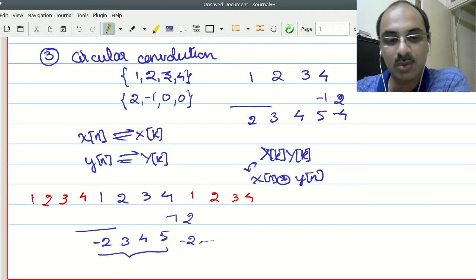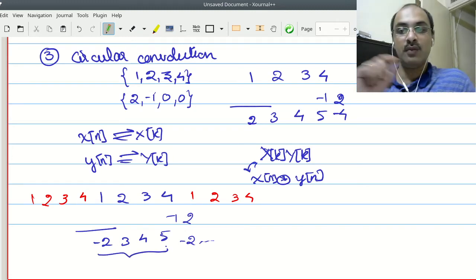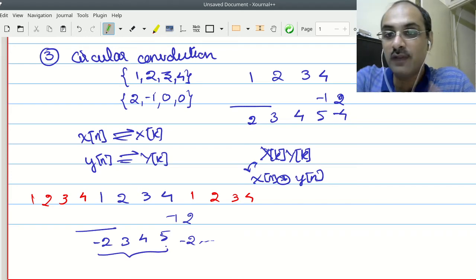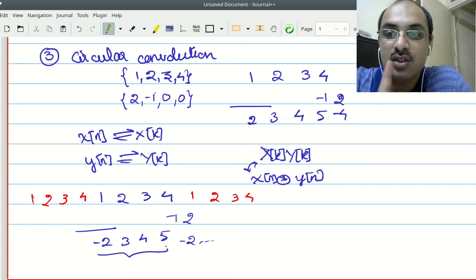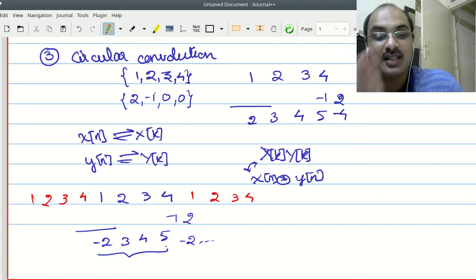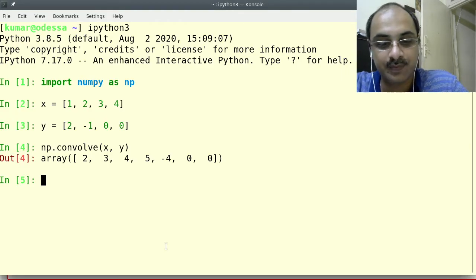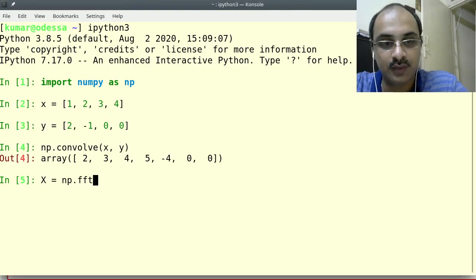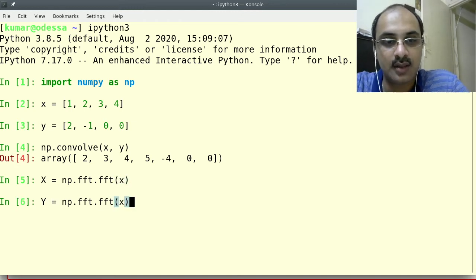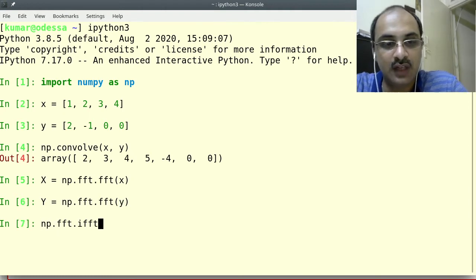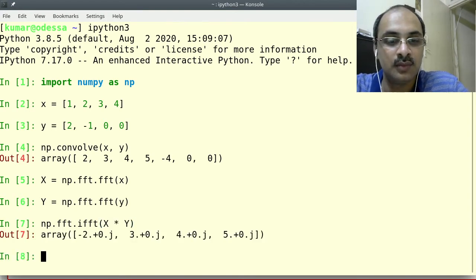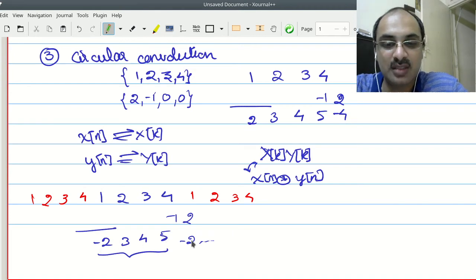So essentially this is what you should get, and this is why when you deal with the DFT, you should always keep in the back of your mind that the DFT is actually just the discrete Fourier series coefficients of the periodic extension. If you don't believe me, just have a look at this. Capital X is np.fft.fft of x, capital Y is np.fft.fft of y, and if you now do np.fft.ifft of X times Y, you get minus 2 3 4 5, which is exactly what I got, and then it's periodic.